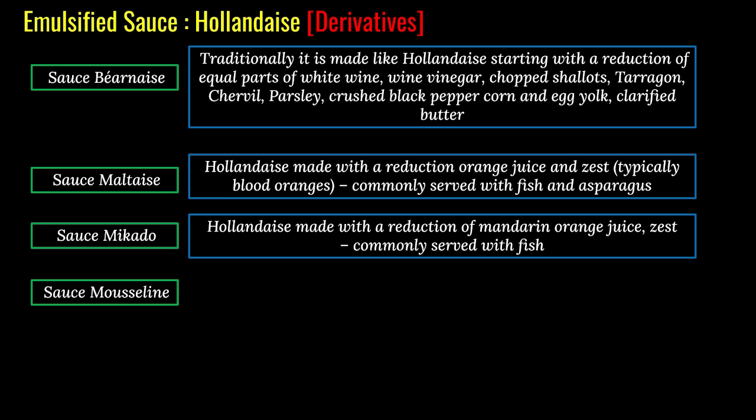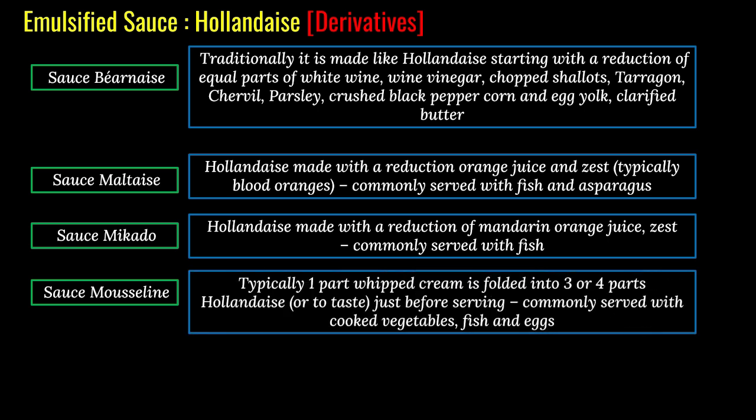Sauce mousseline. Typically one part of whipped cream is folded into 3 or 4 parts of Hollandaise sauce just before serving. Commonly served with cooked vegetables, fish, and eggs. So that is known as sauce mousseline.